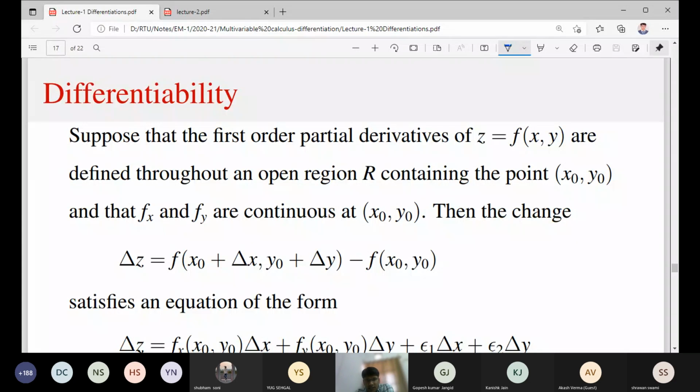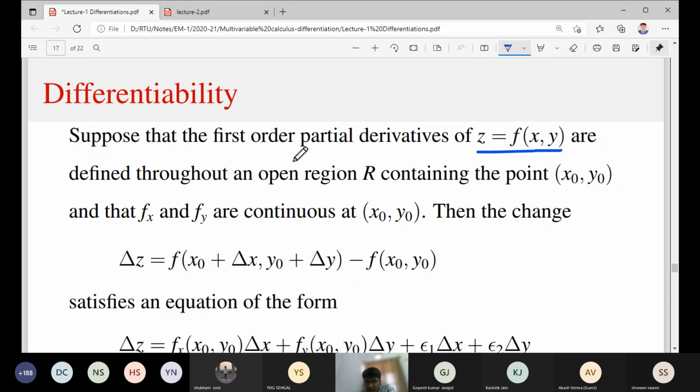In this lecture we shall study the differentiability of a multivariable function, or total derivative of multivariable functions, and homogeneous functions. Alright. So let us first define what is the differentiability or total derivative of a multivariable function. Suppose that we are given a function z equals f(x, y). So we are given a function of two variables. z is the function of x and y.